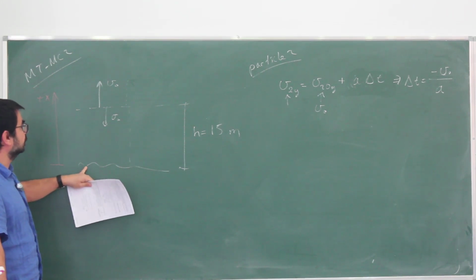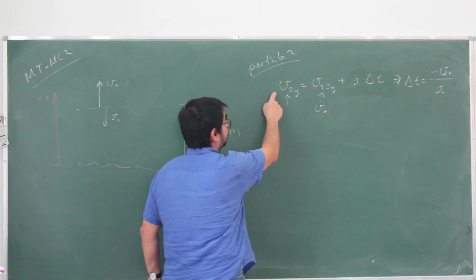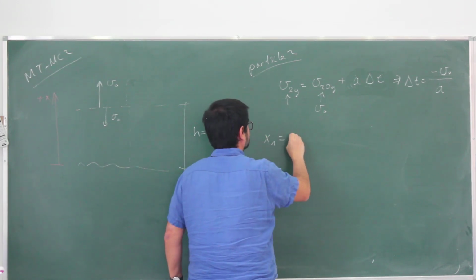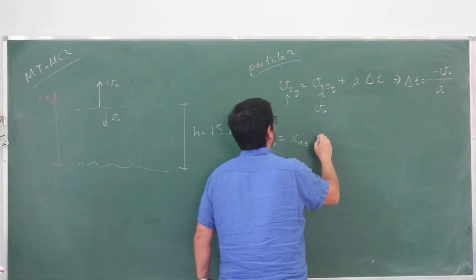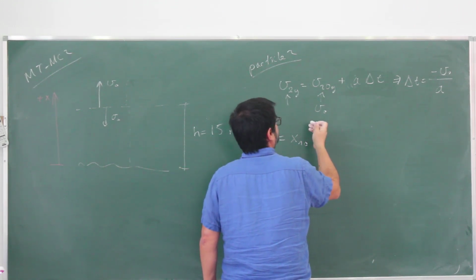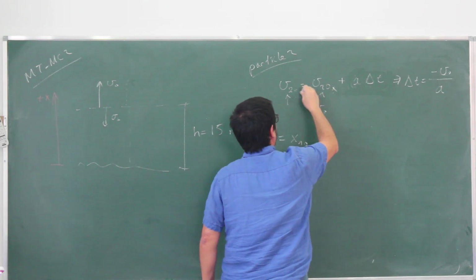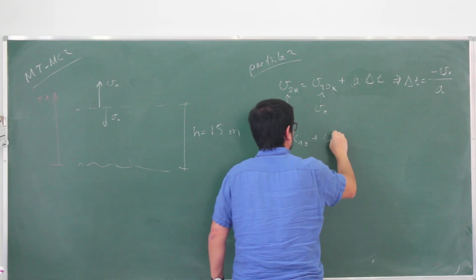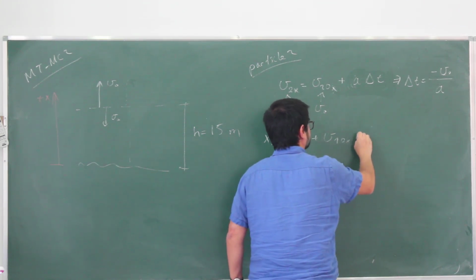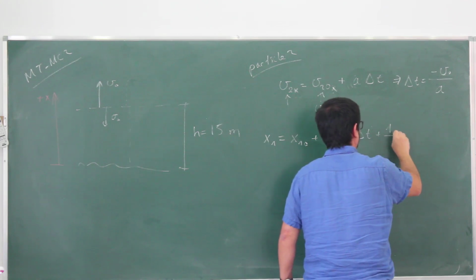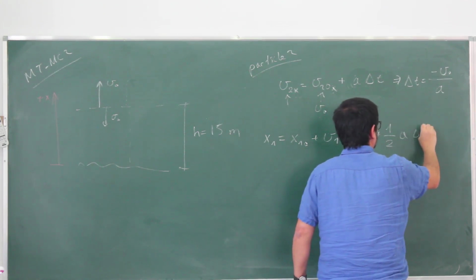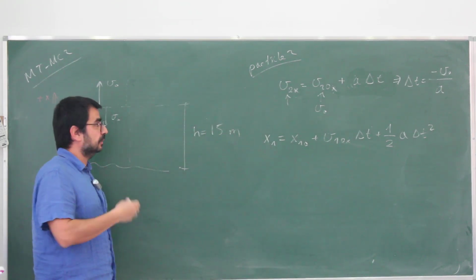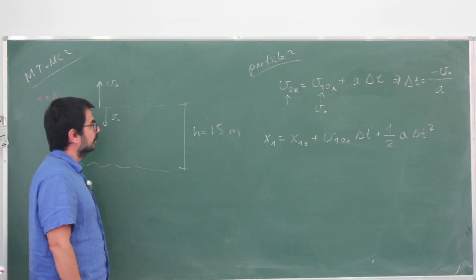Now, for the second particle, I have the height information, so I know how much it gets displaced. So I'm going to use that one. For the first one, I have the velocity information, so I use the velocity formula. For the second one, x1 is going to be x10 plus v10x delta t plus 1/2 a delta t squared. Now a I don't need to worry about because a is just a for both of them. They travel at the same height.